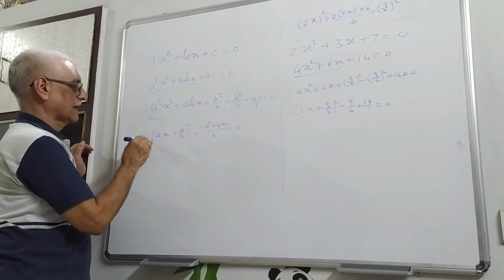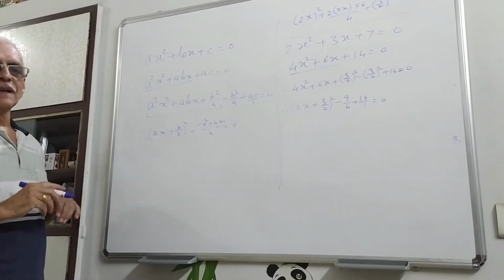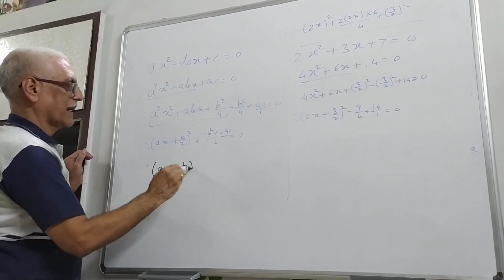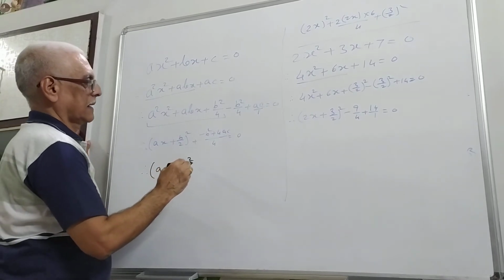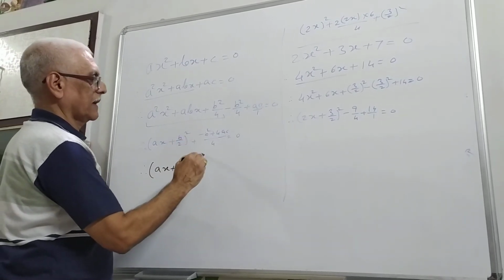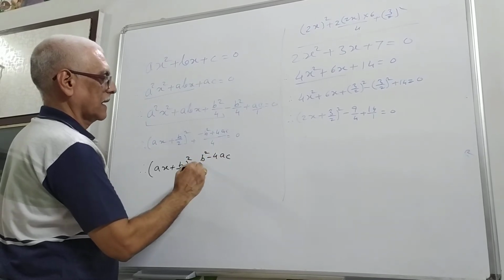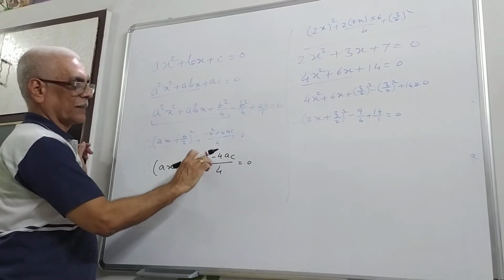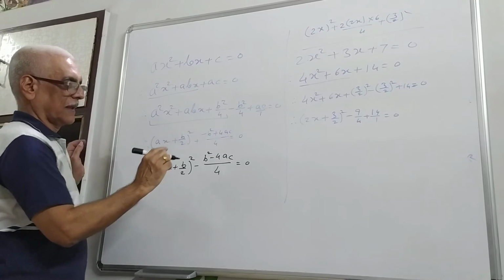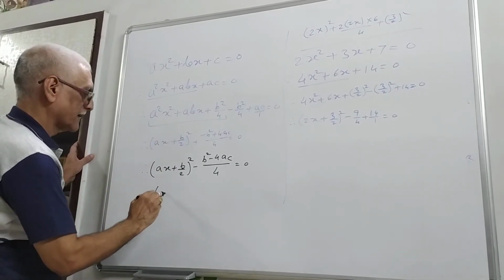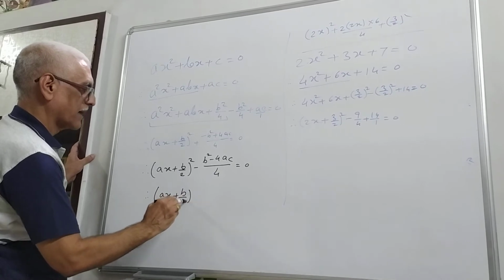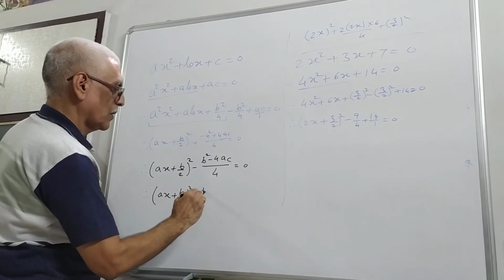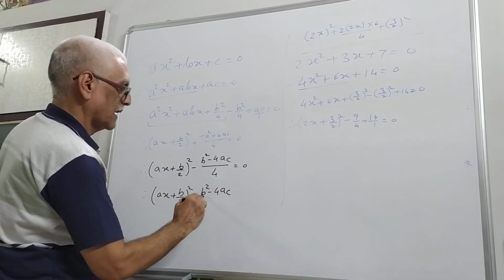Therefore, (ax plus b by 2) bracket square minus, if we take minus common here, this will become b square minus 4ac upon 4 is equal to 0. This minus sign is applicable to both, so this becomes minus b square and minus into plus 4ac. Therefore (ax plus b by 2) bracket square is equal to this; if we transpose it to that side, it will become plus. This is equal to (b square minus 4ac) upon 4.